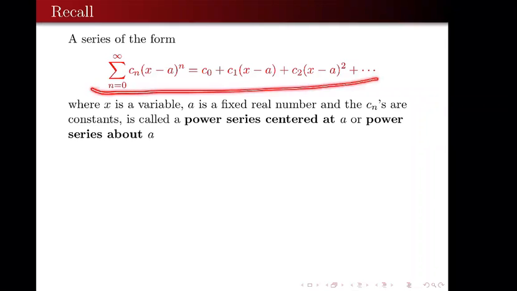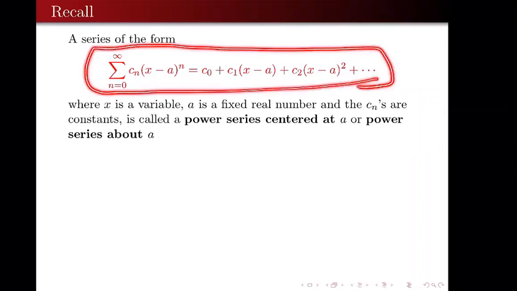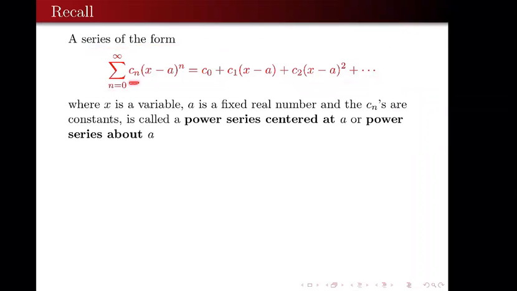So we have the series of the form, summation c sub n, x minus a to the n starting from 0 to plus infinity, and it's expanded this way. This is called a power series centered at a. So in here, x is a variable, a is a fixed number. The c sub n's here are just constants. We call them coefficients.